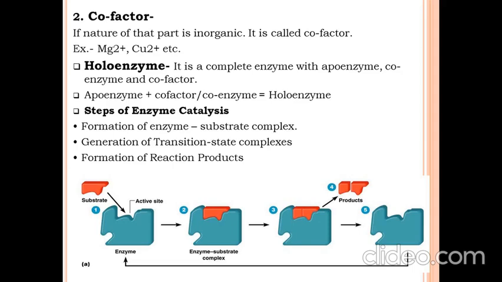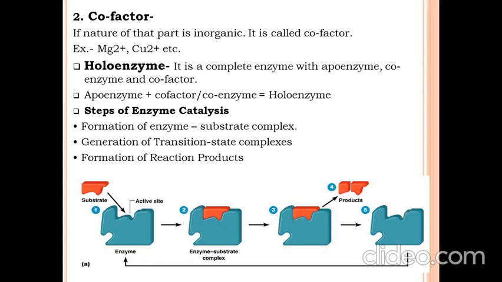Second one is the cofactor. If the nature of that part is inorganic, it is called cofactor. Means एंजाइम का पार्ट जो अदर देन प्रोटीन है वो अगर इनऑर्गेनिक नेचर का होगा तो उसे हम कोफैक्टर बोलेंगे. इफ इट इज ऑर्गेनिक इन नेचर देन इट इज नोन एज कोएंजाइम्स. सो एग्जांपल ऑफ कोफैक्टर इज मैग्नीशियम आयन एंड कॉपर आयन एटसेट्रा. Next, holoenzyme. It is a complete enzyme with apoenzyme, coenzyme and cofactor. Holoenzyme means complete enzyme. Complete enzyme consists of apoenzyme, cofactor and coenzymes.